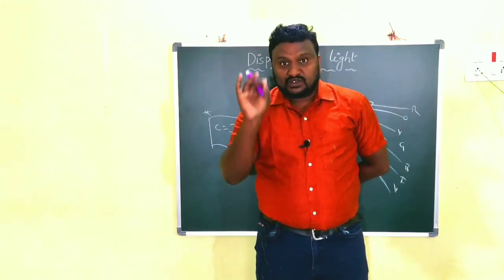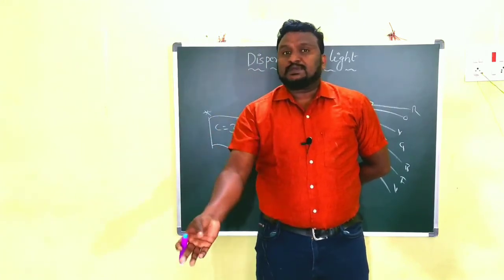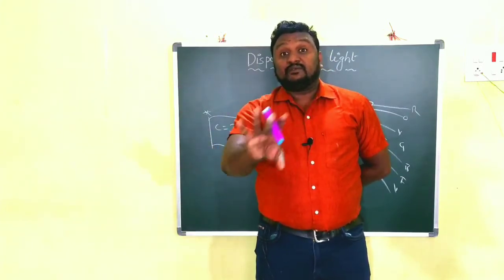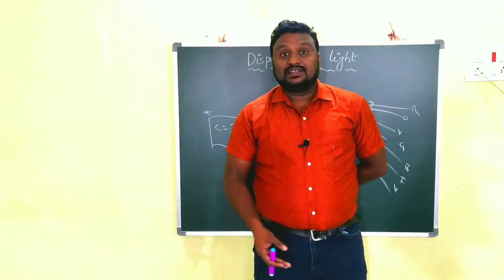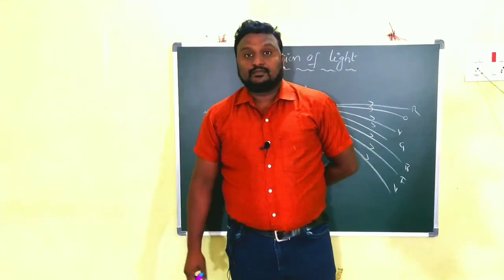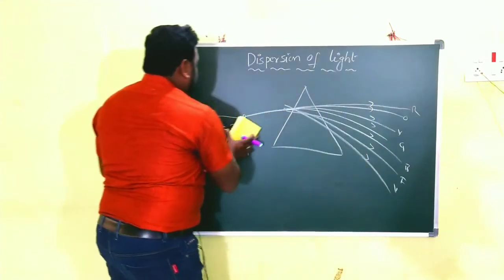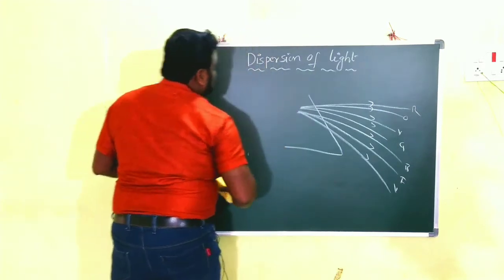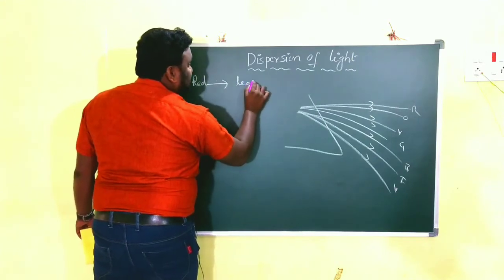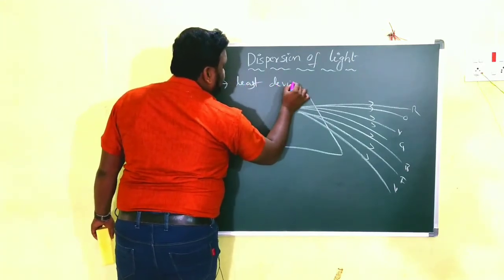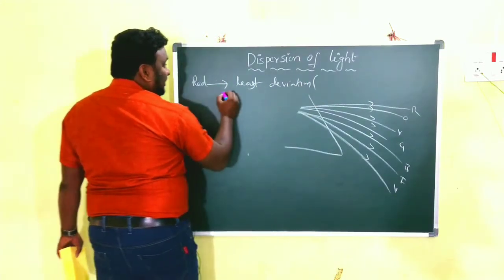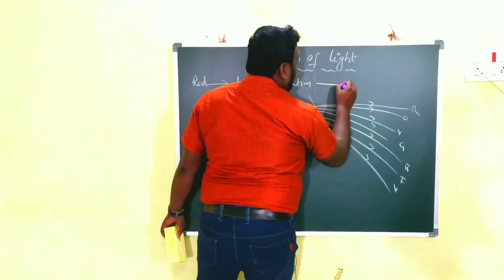The frequency remains constant. Anytime refraction takes place, the frequency does not change, even though the velocities are different. The reason behind that is that the number of waves which enter the prism should again come out of the prism. And children, you have to know that among the 7 colors, red color has the least deviation, or the least refractive index. That's why red has the least deviation. That's why it will go for a long distance.